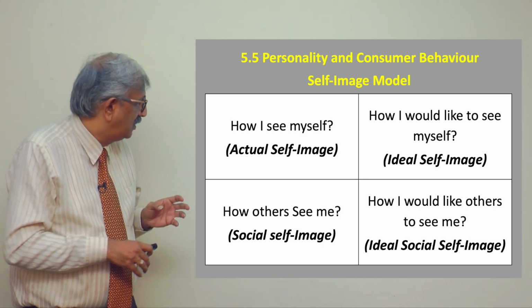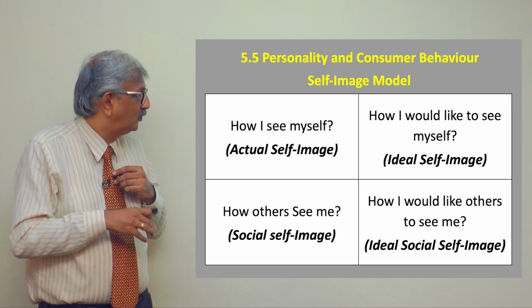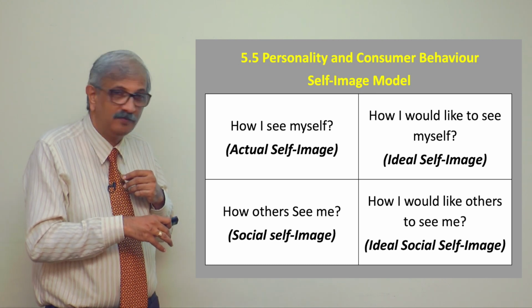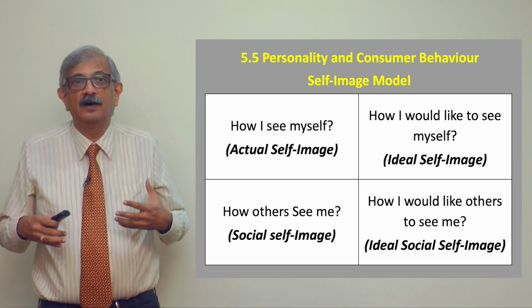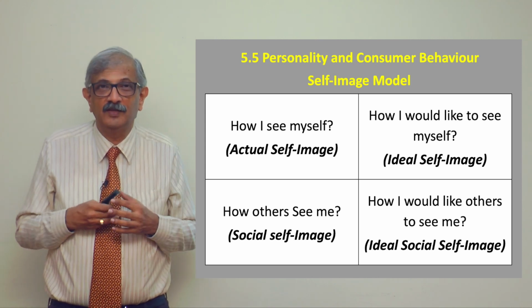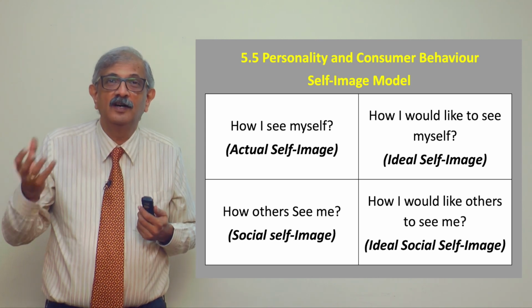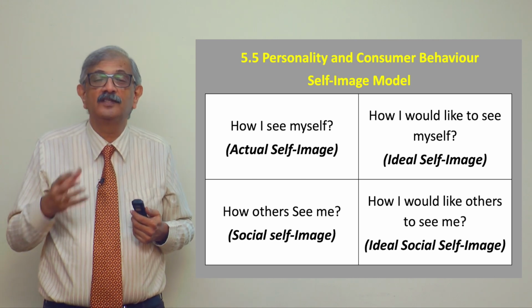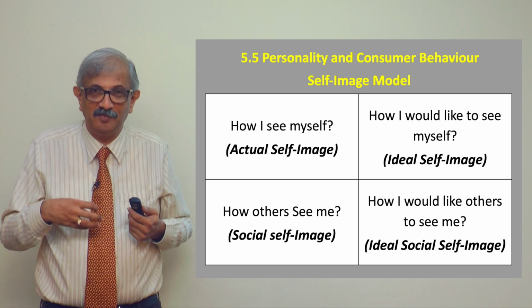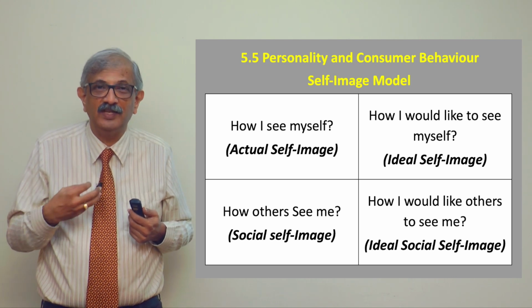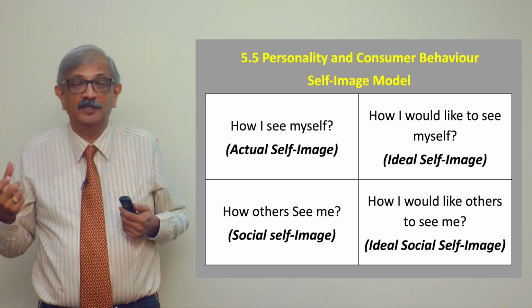Coming down, how others see me. The first was a transition within you. This is a transition with others. First is how others look at me. What is my understanding of others looking at me? That's the social self-image. And last comes how I want others to look at me. Here I am trying to bring a change. So what is that ideal social image?